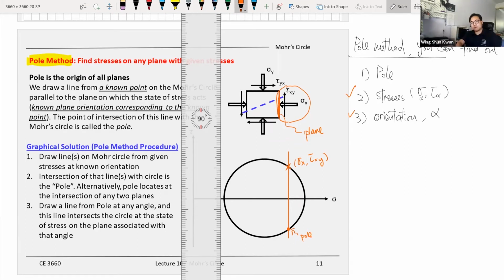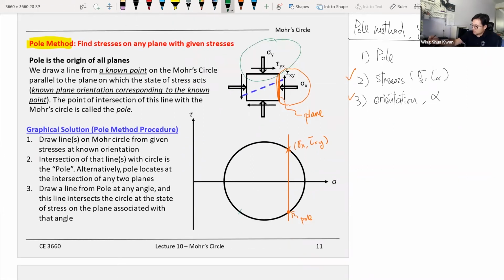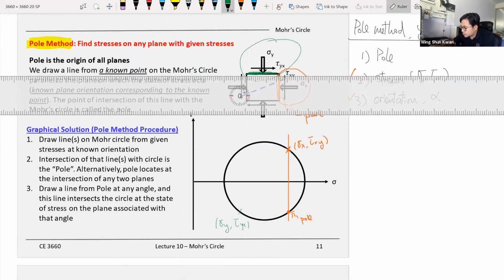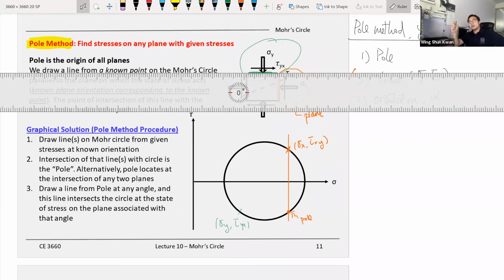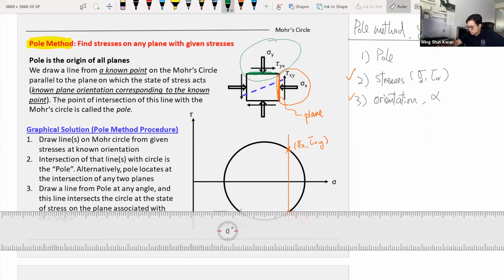And we can double check ourselves. So now, if we look at this coordinate pair, we have positive sigma y and a negative tau yx. So we are right there. And the plane is this plane with this orientation. So the pole method one more time: knowing two, you can find out the third. Now we know the stress and we know the orientations, we can find out the pole. And the pole is a unique point. You only have one pole point on the Mohr circle for the given loading state of the stress element.